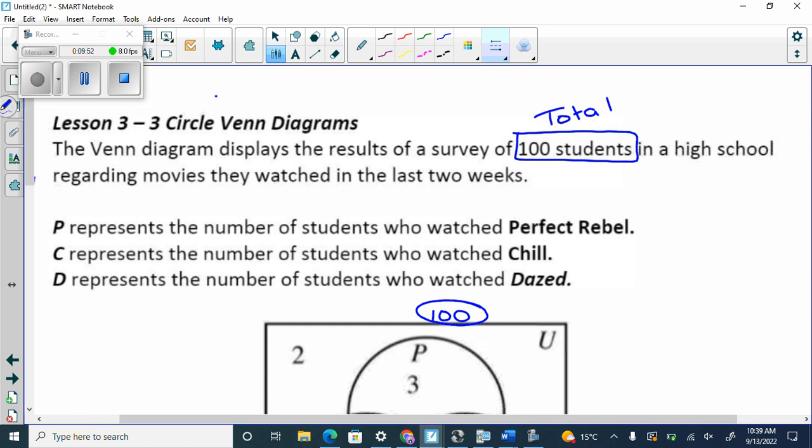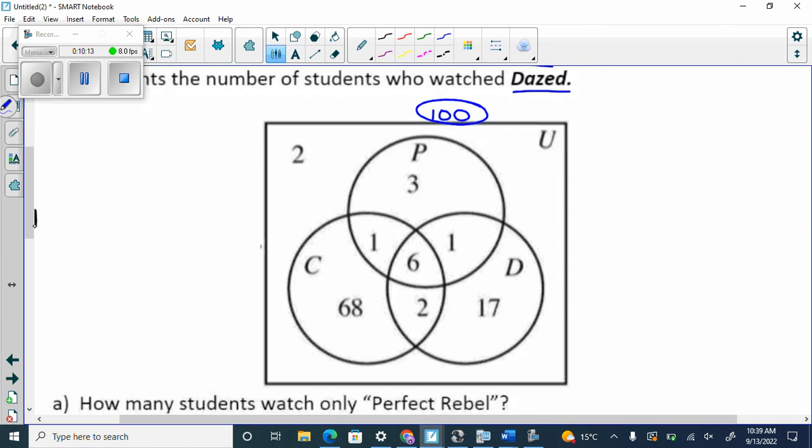Okay? We have 100 students in a high school regarding movies they watched in the last 2 weeks. P represents the number of students who watched Perfect Rebel. C is Chill, D is Dazed. Okay? They have to tell you what they stand for. They can't just give you letters around the Venn diagram unless you state what the letters stand for.